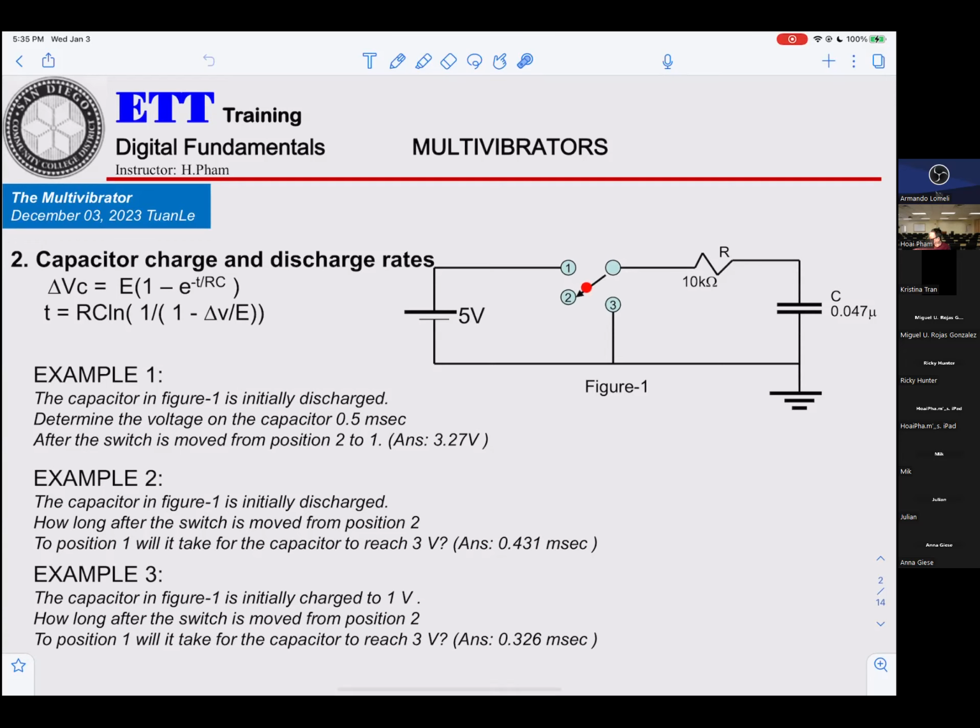When you move from 2 to 1, if you take a long time or forever, what voltage does it try to reach? It has to be 5 volts, maximum charge. So E will be equal to 5 minus 1, which equals 4. Okay? And you can apply the formula to calculate it. Try to see if you can get the right answer.